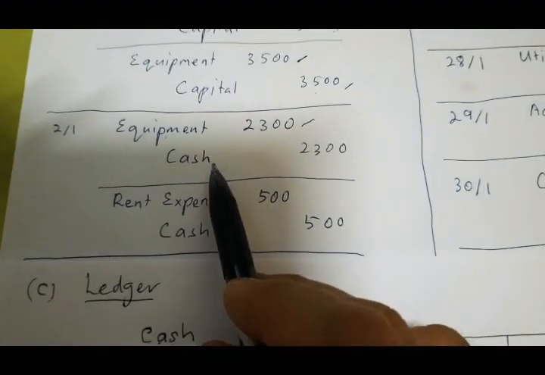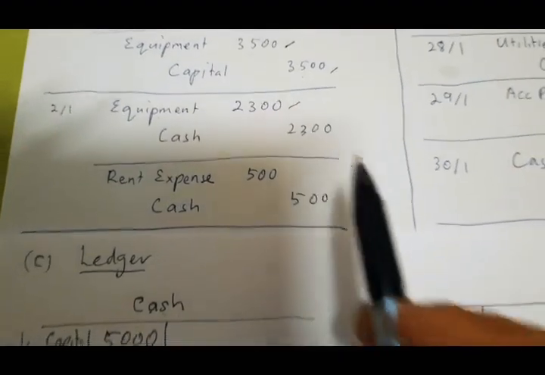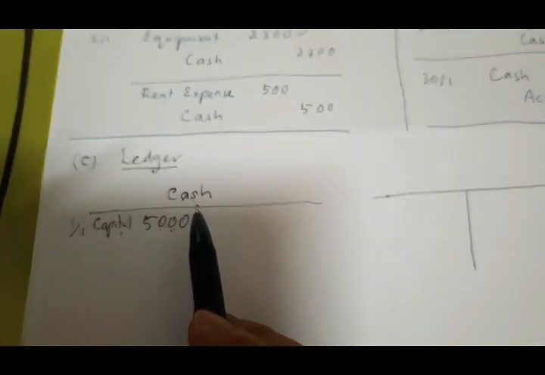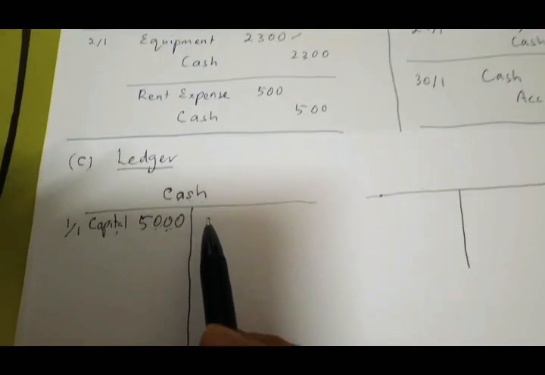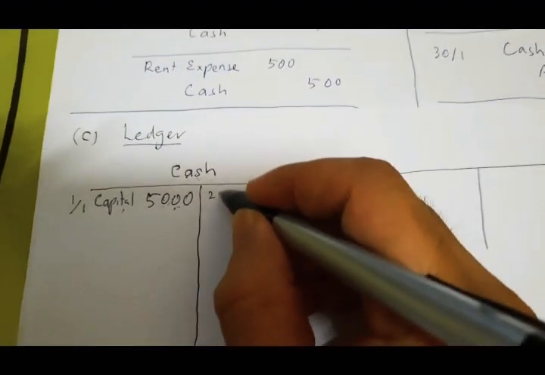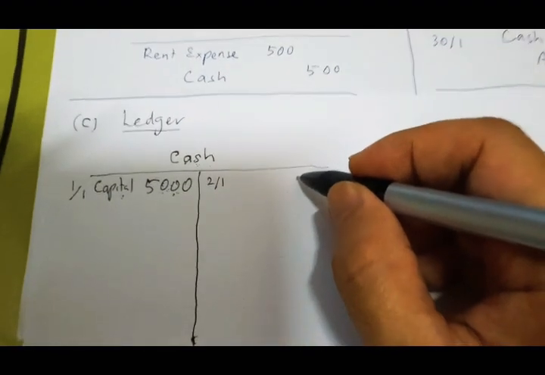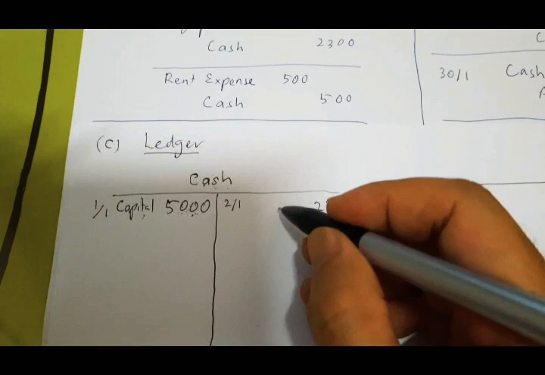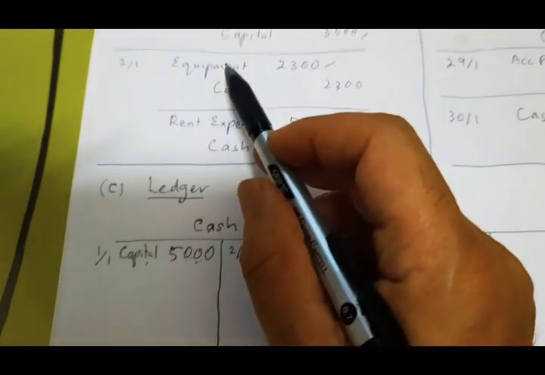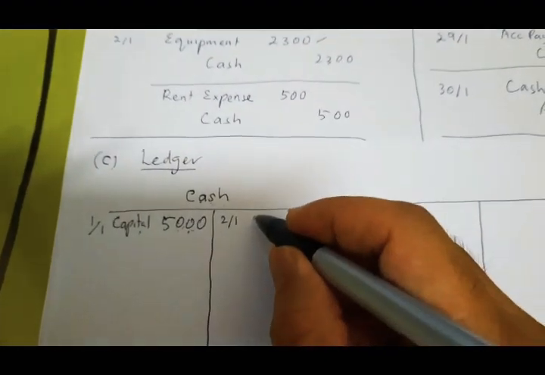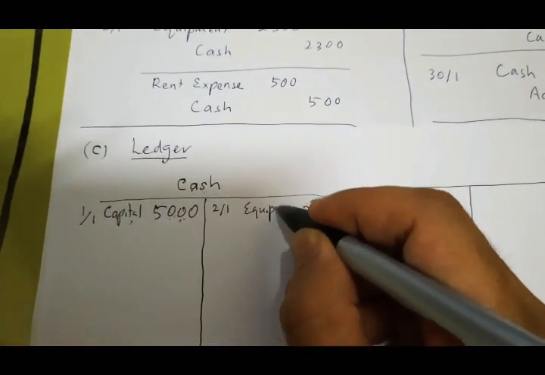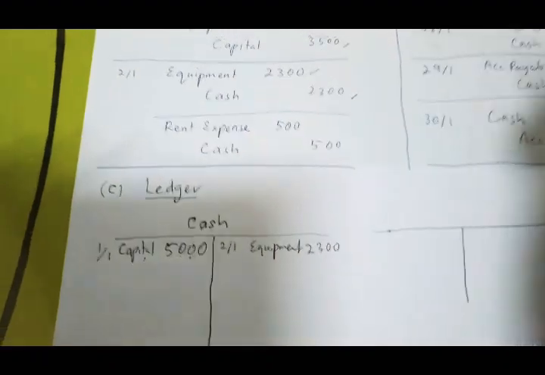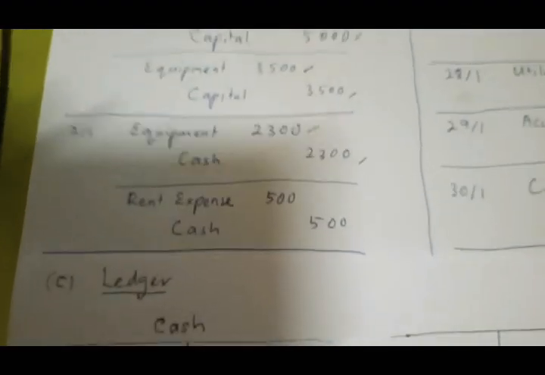The next thing is credit account cash 2,300. So we already have the account cash. So we have to credit the cash account 2,300. The date is 2nd of January. Credit account cash 2,300. Refer to account equipment. Okay, this is done. Then you do the next thing.